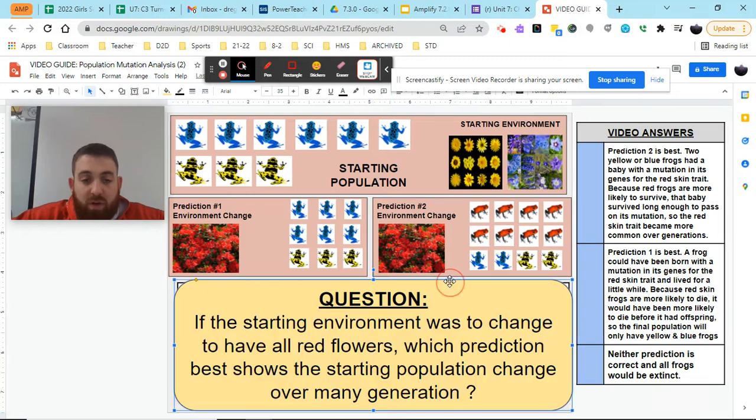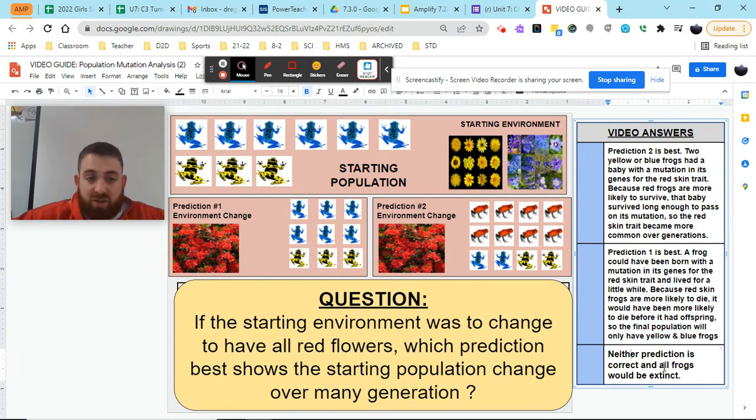So knowing that, we know that neither prediction is correct could not be the best choice. We know if there is a mutation with red, they're more likely to survive. We know that prediction one is wrong because just because these guys have red in the new environment doesn't mean they're less likely to die. In fact, they're more likely to survive. So option number two is the best option.